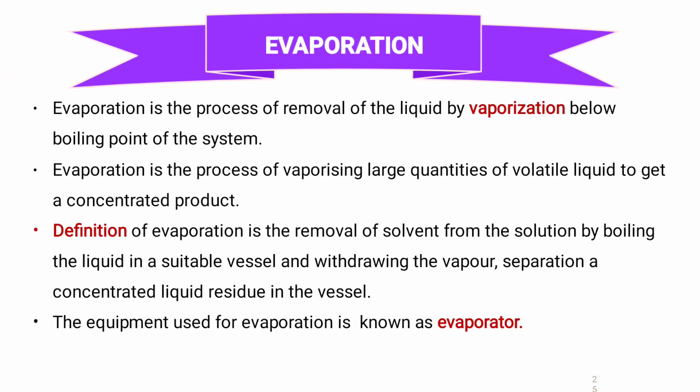So what is evaporation? Evaporation is the process of removal of liquid by vaporization below the boiling point of the system. Evaporation is the process of vaporizing a large quantity of volatile liquid to get a concentrated product. Simply, evaporation means conversion of liquid into vapor by supplying heat, making a concentrated product, and the equipment used for evaporation is known as evaporator.